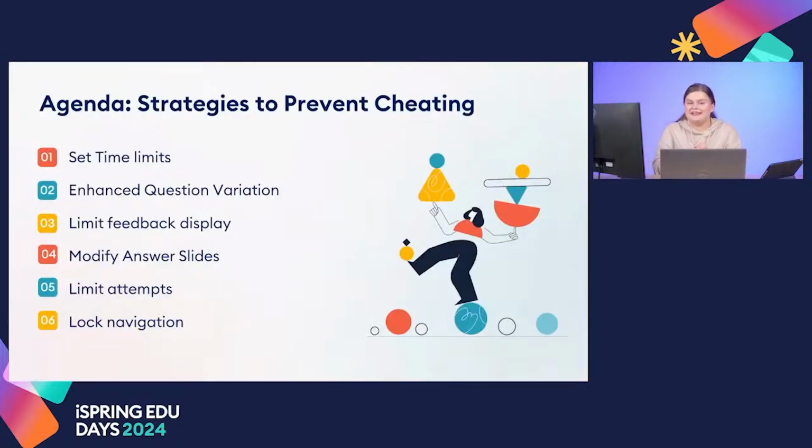So let's take a look at our agenda today and see what we can do to tackle these challenges. We will go through this list of 6 strategies you can use to make sure that your tests are cheat-proof: set time limits, enhance question variation, limit feedback display, modify answer slides, limit attempts, and log navigation.